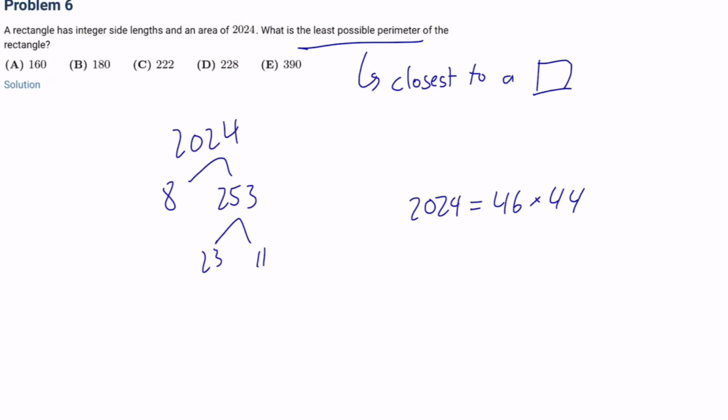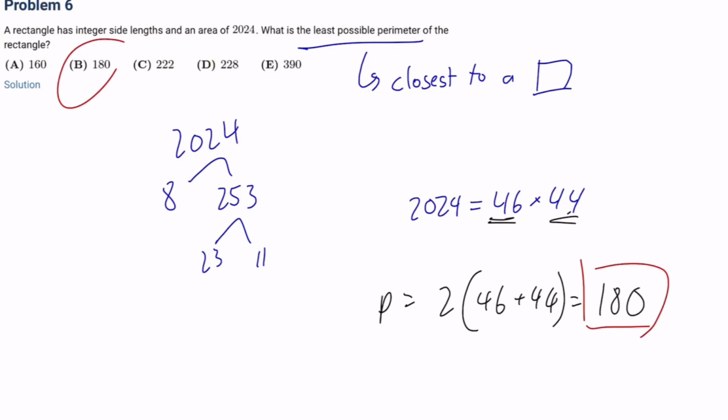So our perimeter is 2 times, these are our side lengths. So 46 plus 44 equals 90, and that is our answer.